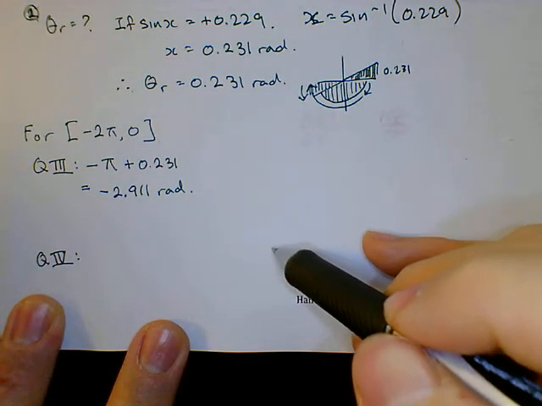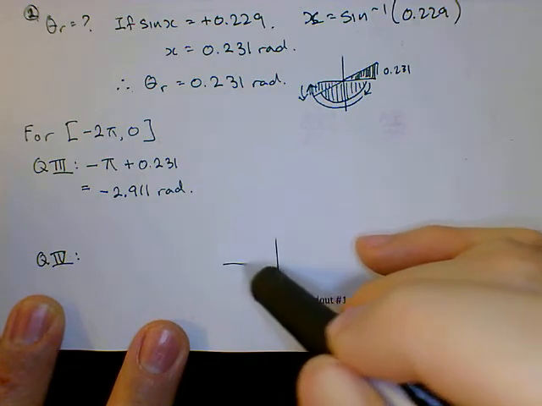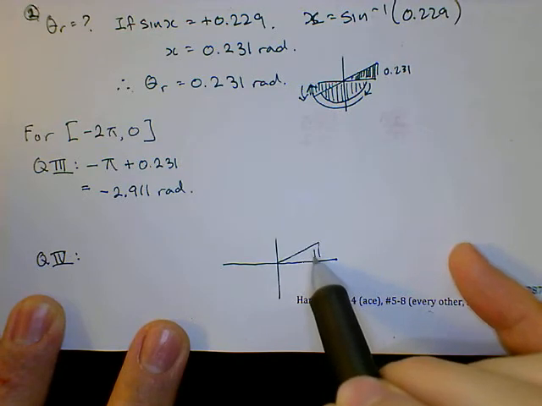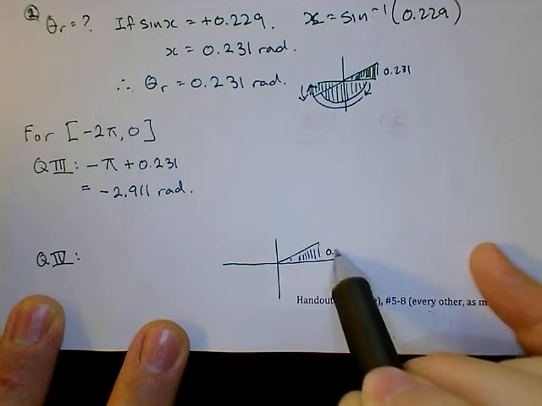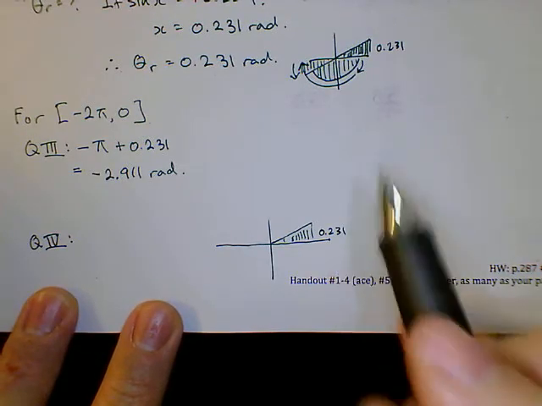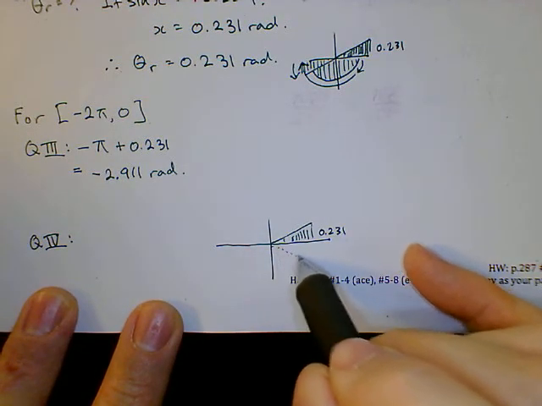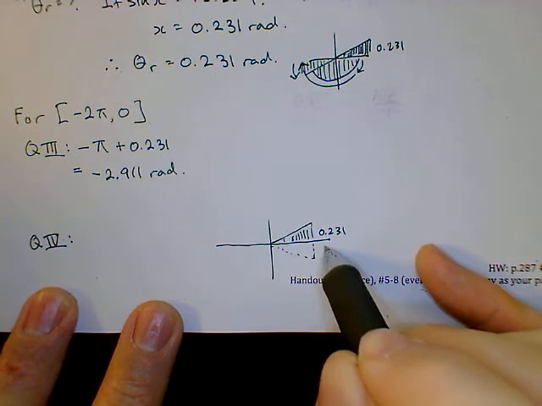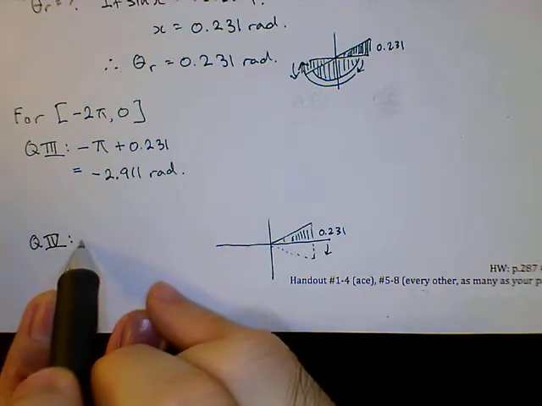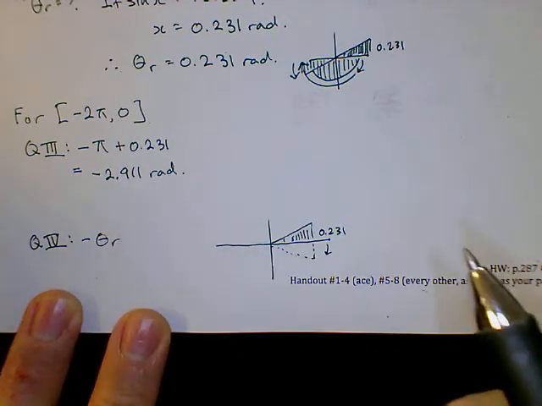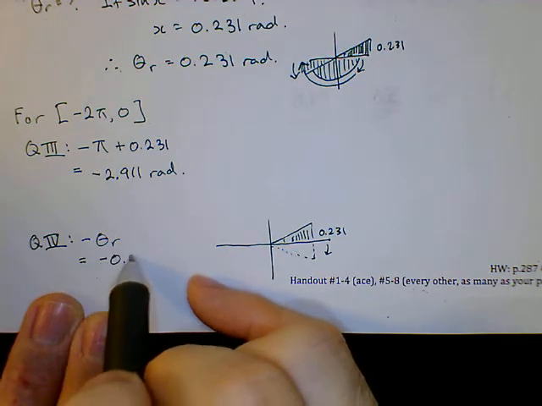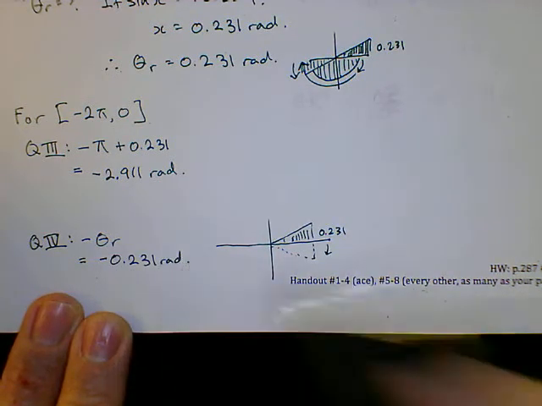In the same way, for quadrant 4, this is my 0.231 radians. That's my related angle. If I want that same triangle in quadrant 4, going in the negative direction, what would that angle be? It's just the related angle in the negative direction. So this is equal to negative 0.231 radians.